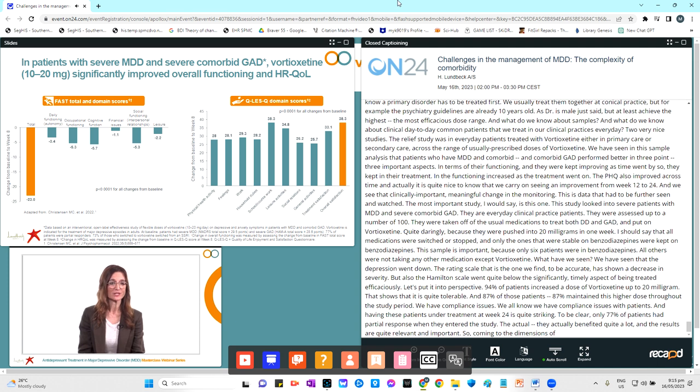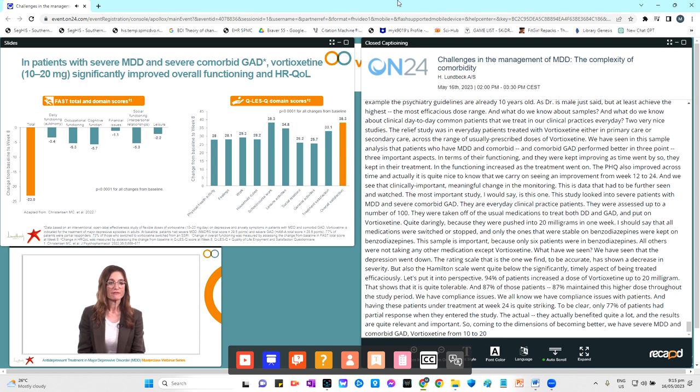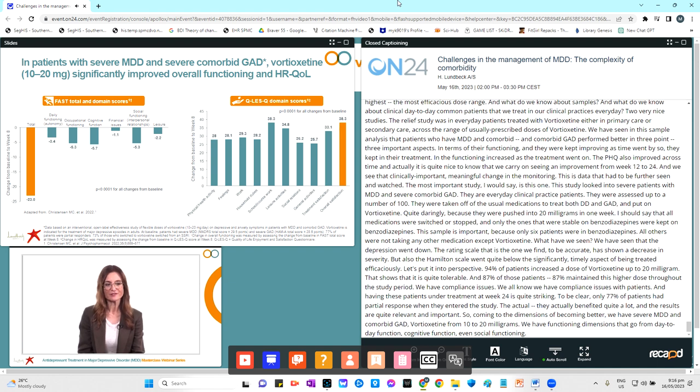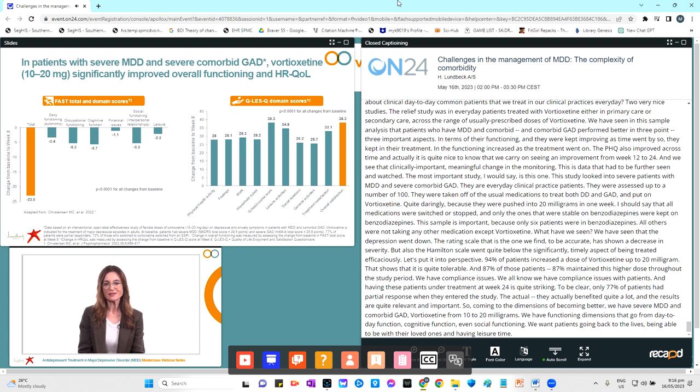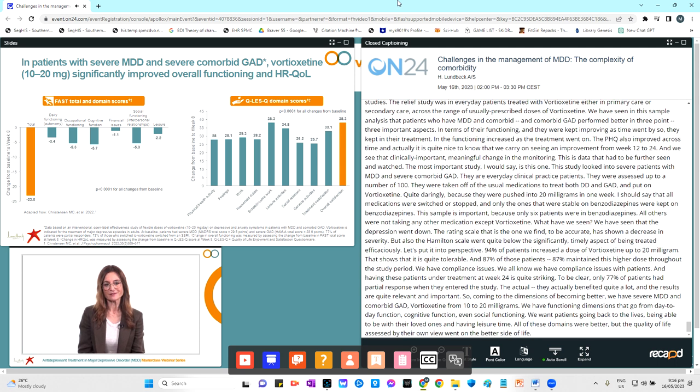So, coming to the dimensions of becoming better, we have severe MDD and comorbid GAD, and vortioxetine between 10 to 20 milligrams, particularly the 20 milligram range, significantly improved overall functioning. So we have improvement in all these dimensions: day-to-day function, occupational functioning, cognitive function, even social functioning. We want patients to go back to their lives, taking care of their lives, being able to be with their loved ones and having leisure time. All these domains got better, and also their quality of life, assessed by their own view, went on the better side of life. So they got better, and this is something we look forward to when we start treating a patient.